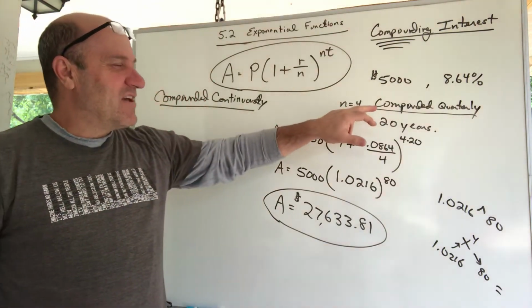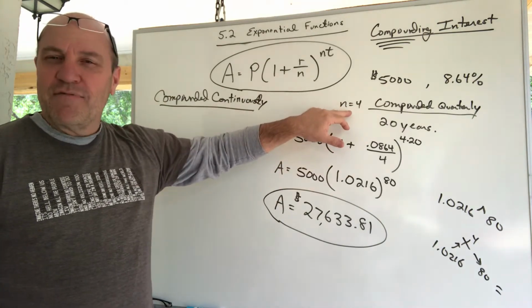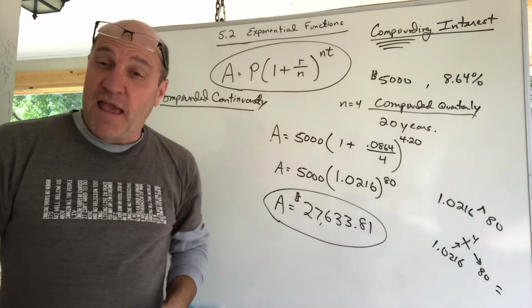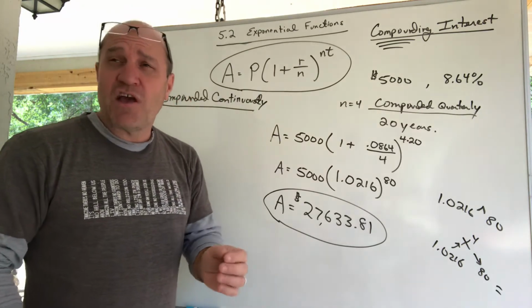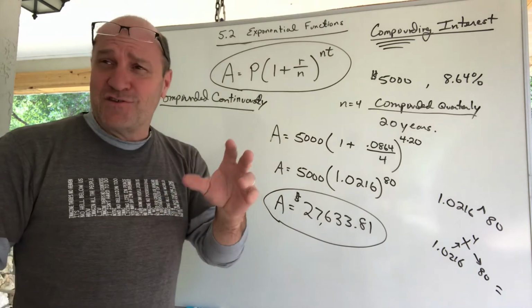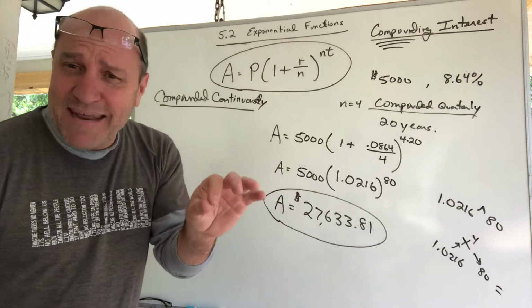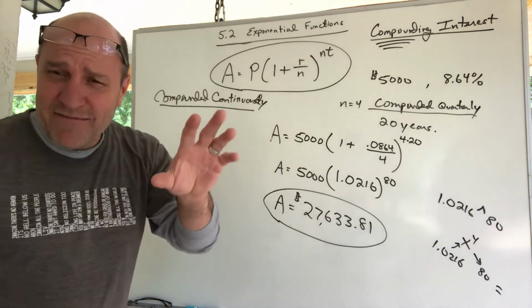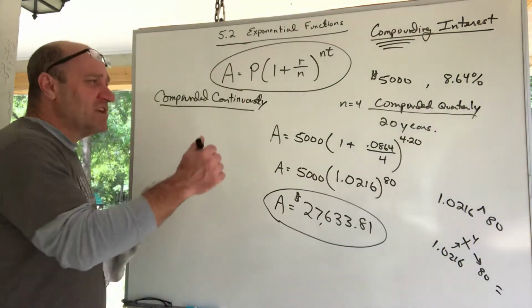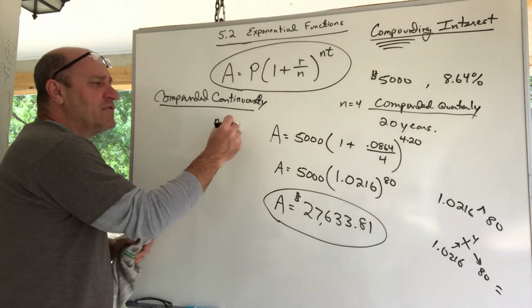When you compound it continuously, that's like every split second. Hang on. If it's compounded monthly, n is 12. If it's compounded daily, n is 365. If it's compounded every hour, it's 24 times that, it's huge, however many hours are in a year. If it's compounded every minute, that's huge. If it's compounded every second, that's huge. So when it's compounded continuously, it's like every split second, and n goes off to infinity.